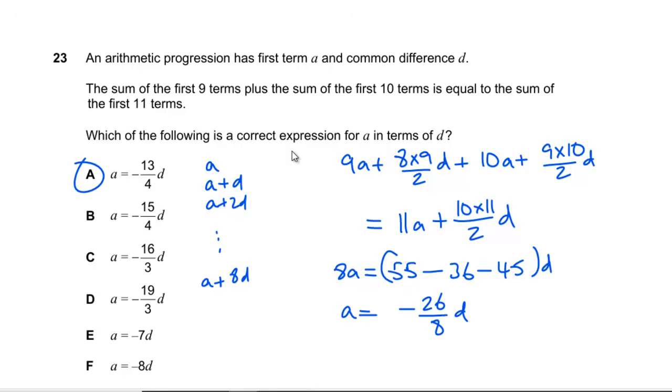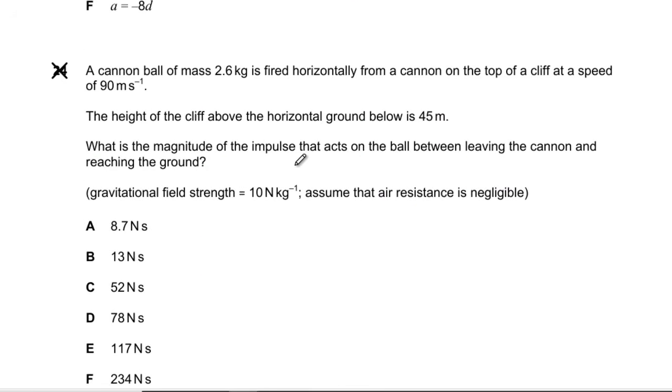So A. Right, 24. A cannonball of mass 2.6 kilograms is fired horizontally from a cannon at the top of a cliff at a speed of 90 meters per second. Okay, so draw a velocity arrow, not a force arrow there. 2.6 kilograms. The height of the cliff above the horizontal ground is 45 meters. What is the magnitude of the impulse that acts on the ball between leaving the cannon and reaching the ground?